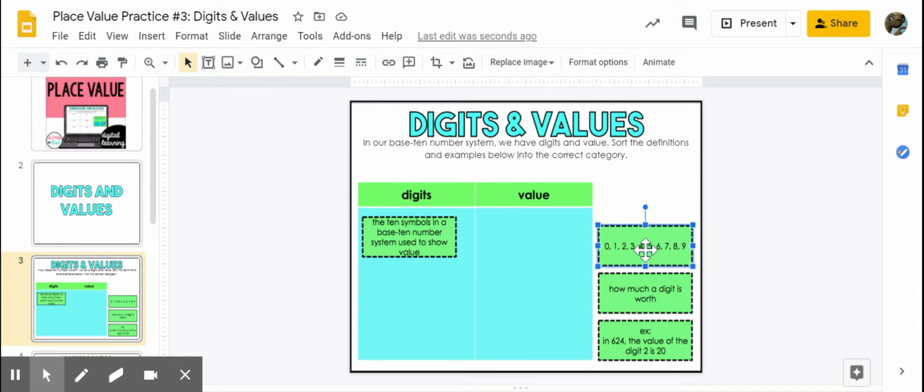We also have value: how much a digit is worth, and we have an example. So in 624, the value of the digit 2 is 20. I want you to tell me if each of these shows what a digit is or if it shows what value is.